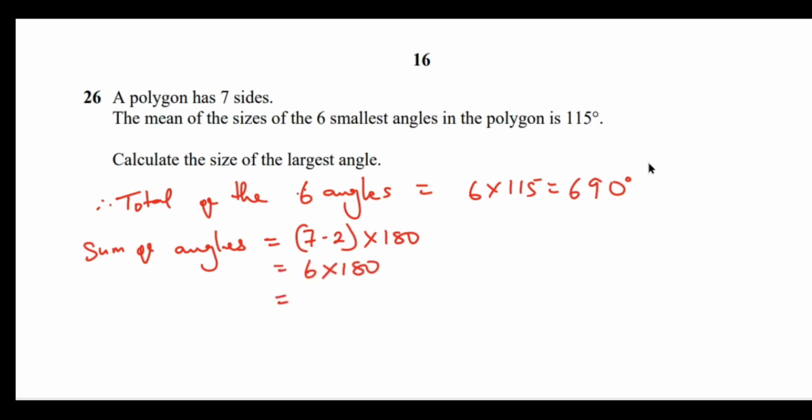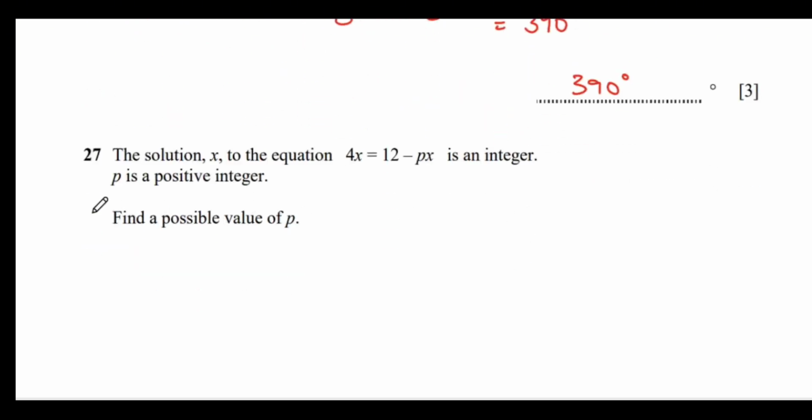The solution x to the equation 4x equals this is an integer, p is a positive integer. Find the possible values of p. The first thing I will do here, they say that the solution x to the equation is an integer. P is a positive integer. Find the possible values. So we are looking for the values of p that will make x an integer. So we solve this.